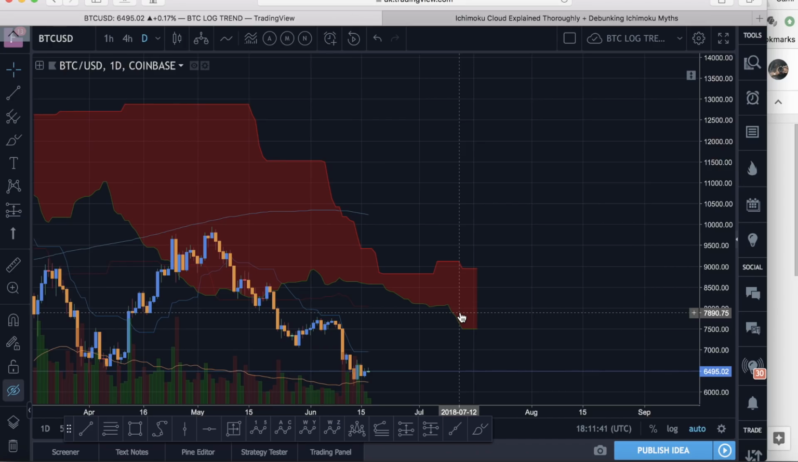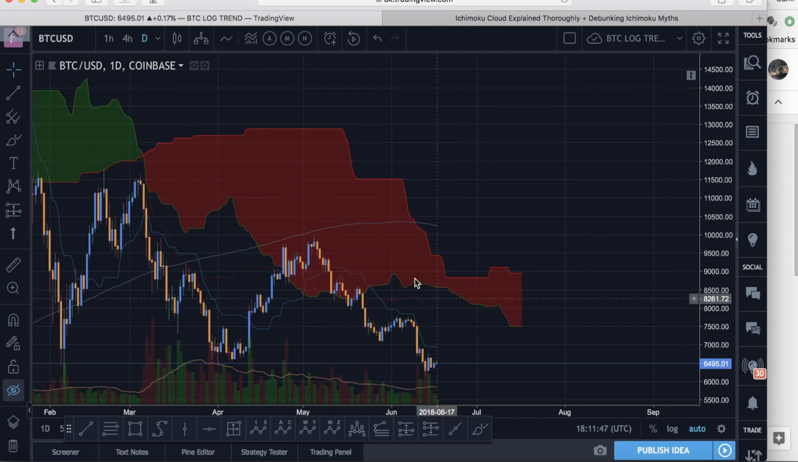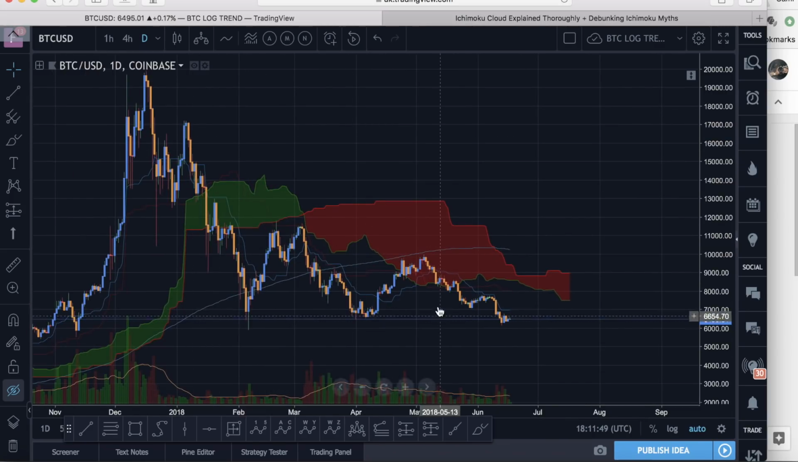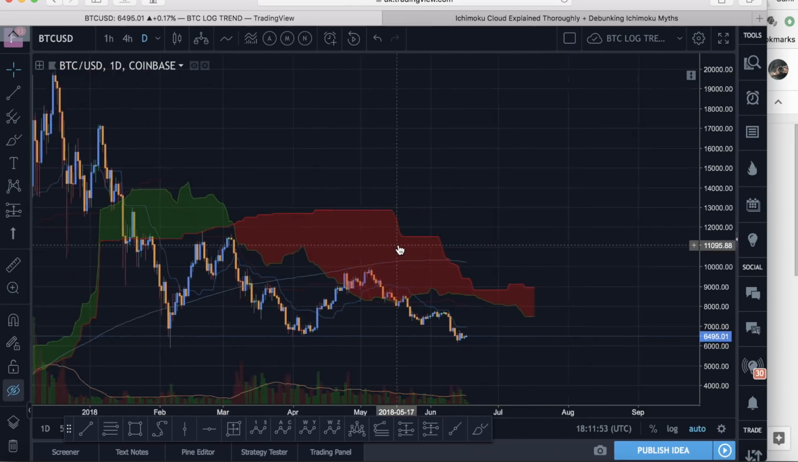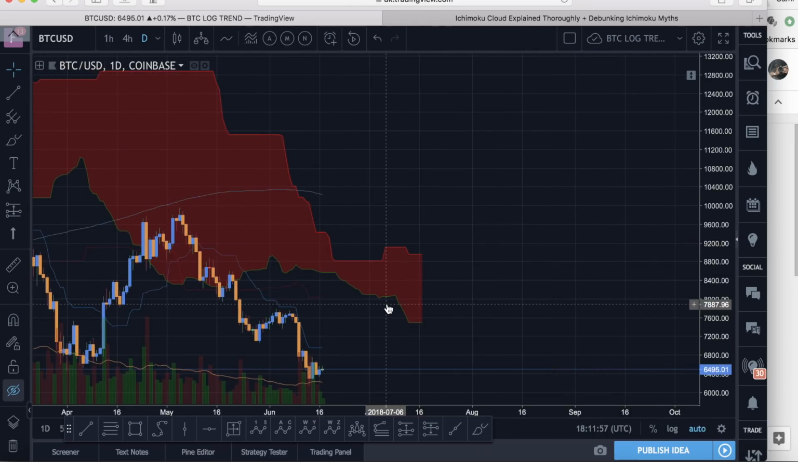It's going to take a lot more power to go from 4,000 to 8,000 than it would be to go from 6,000 to 8,000. And so that's why as we go down, we went down from 20,000 to 10,000 to test this Ichi Cloud. It didn't work. And that's very simply just why.